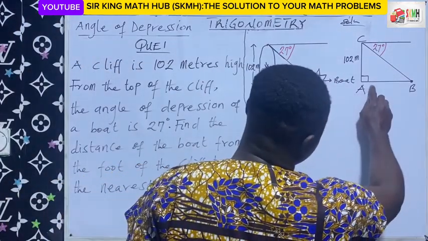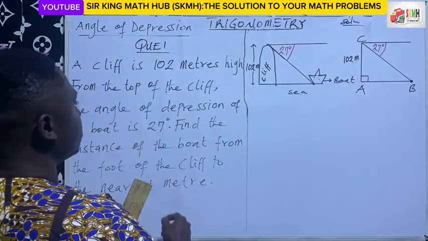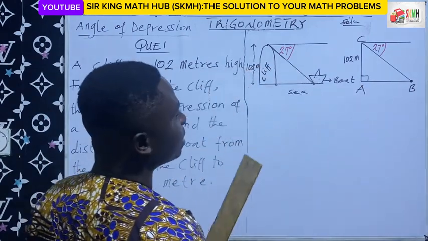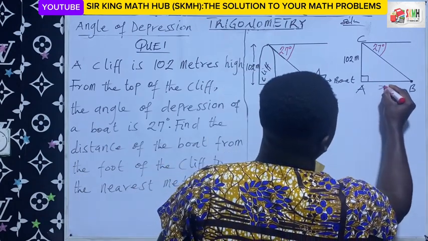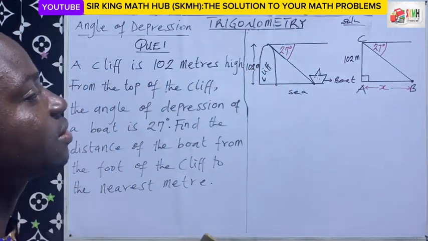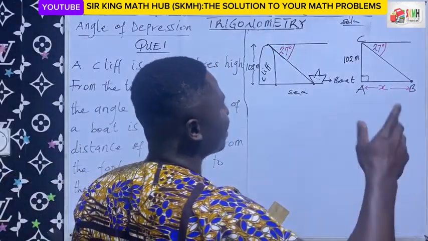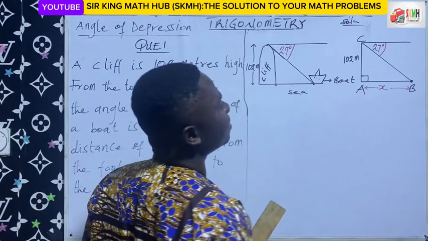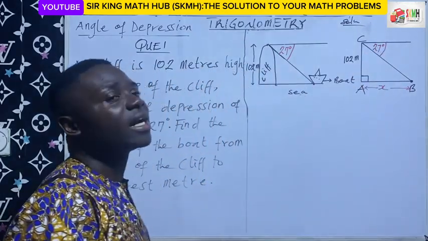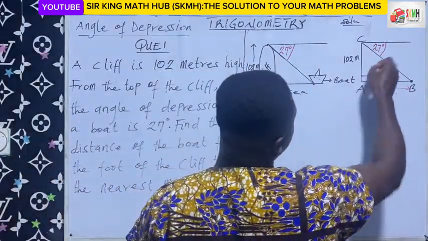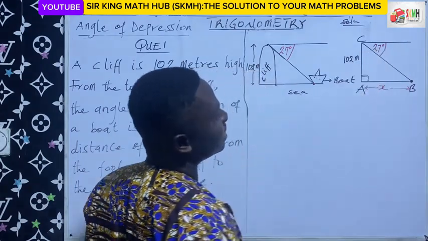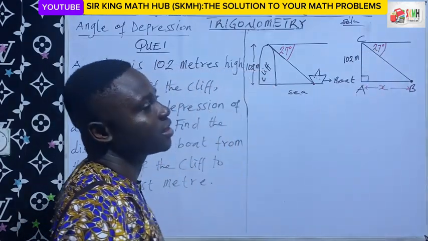So now, how do we calculate this distance? We have to find the distance of the boat from the foot of the cliff. So let me represent the distance between A and B as x. But before we can identify the sides of the right angle triangle, there must be an acute angle inside this right angle triangle. As we can see, the acute angle that we have seen here is not inside the right angle triangle. So how then do we get an angle inside the right angle triangle?